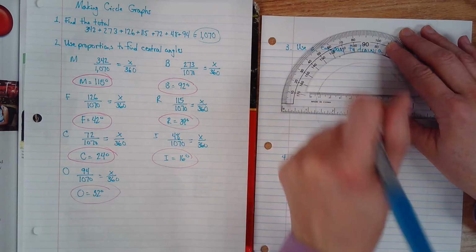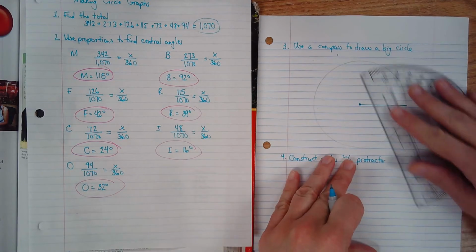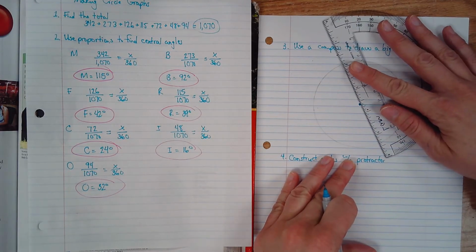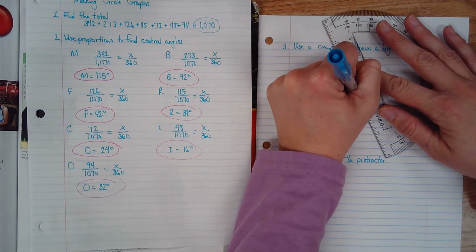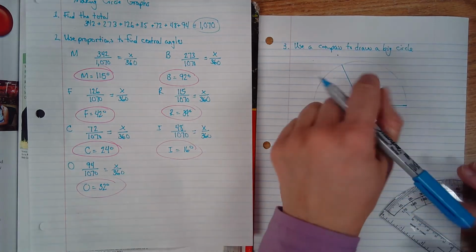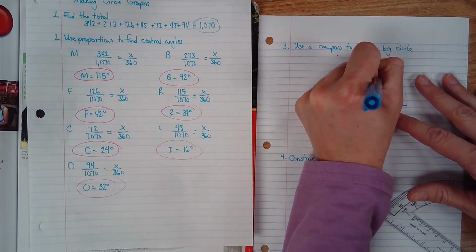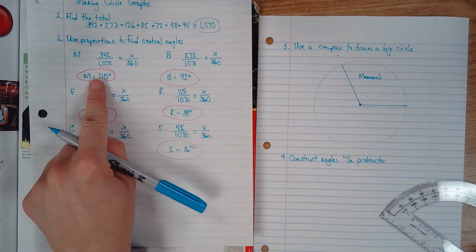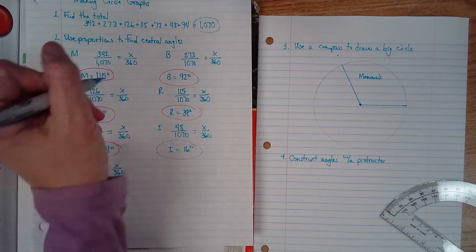So I'm just going to put a little dot to mark my spot, and then what I'm going to do is connect these two spots together with the straight edge of my protractor. And I'm going to draw the line just to the edge of the circle, okay? And so right here I have mammals. So now what I've done is constructed a 115 degree angle to represent the mammals. So that's my first one done.